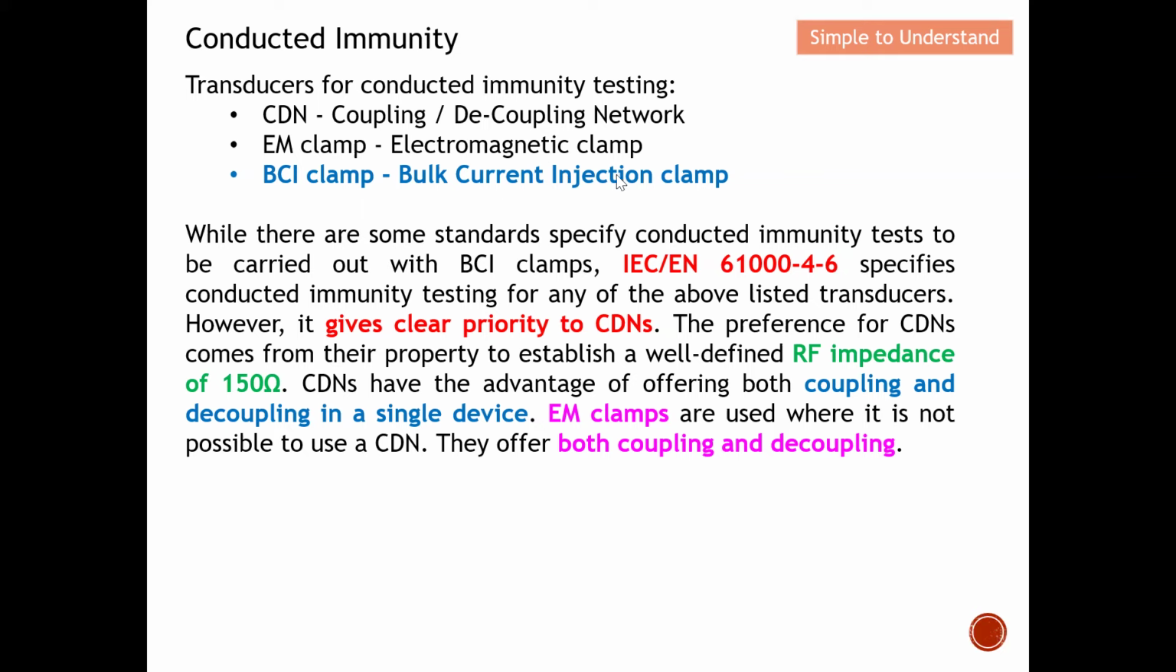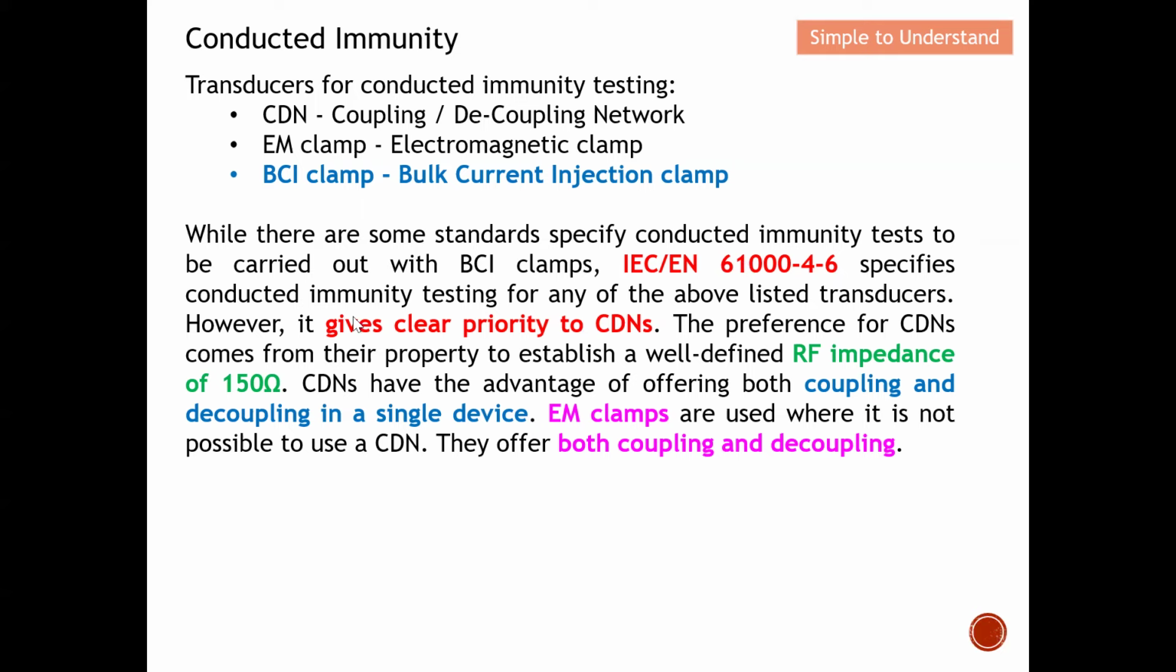But as I agree, I need to give you some update on why this method of doing conductor immunity is so-called already phased out. There are some standards that actually specify that conductor immunity testing be carried out with a BCI clamp. This IEC EN 61000-4-6 specifies that when you do conductor immunity, you can use any of the above listed methods. So basically, you have these three methods, and based on this standard, you are allowed to do any one of them.